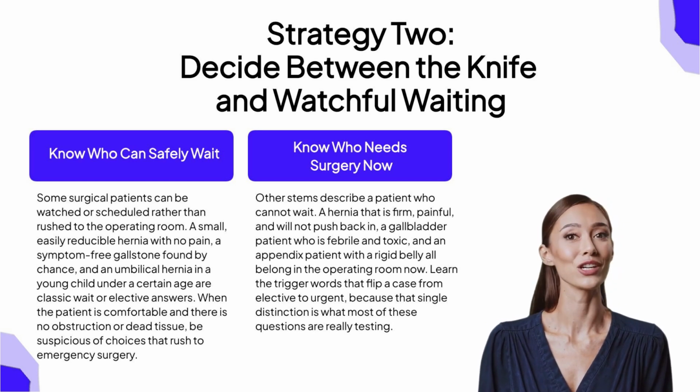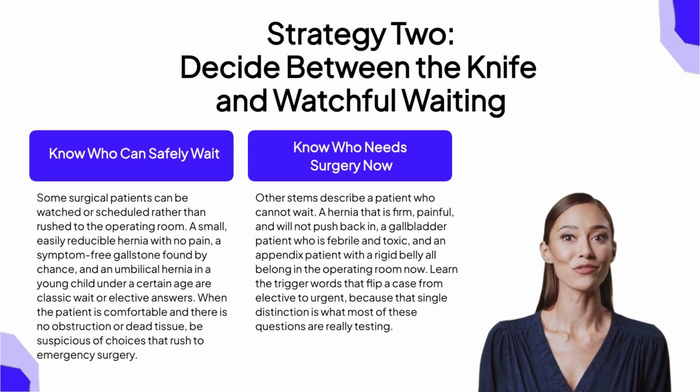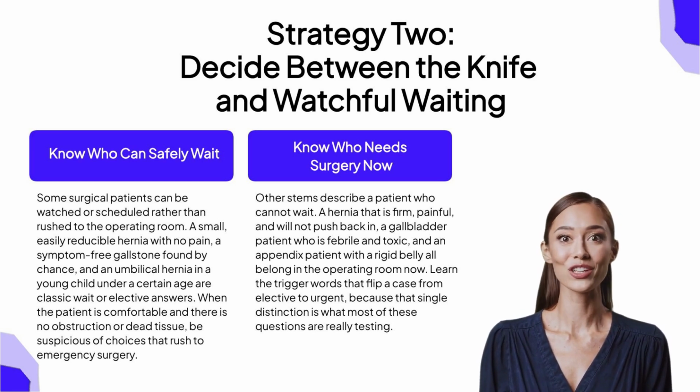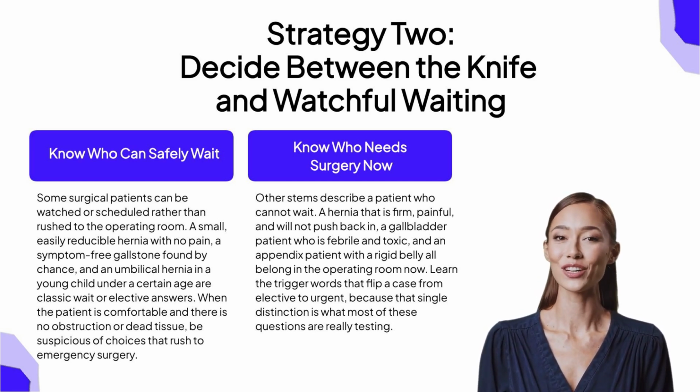Now flip to those who cannot wait. A hernia that is firm, painful, and impossible to reduce may be strangulated. A gallbladder patient who is febrile and toxic, and an appendix patient with a rigid belly, both belong in surgery now. Spot the trigger words that move a case from elective to urgent.